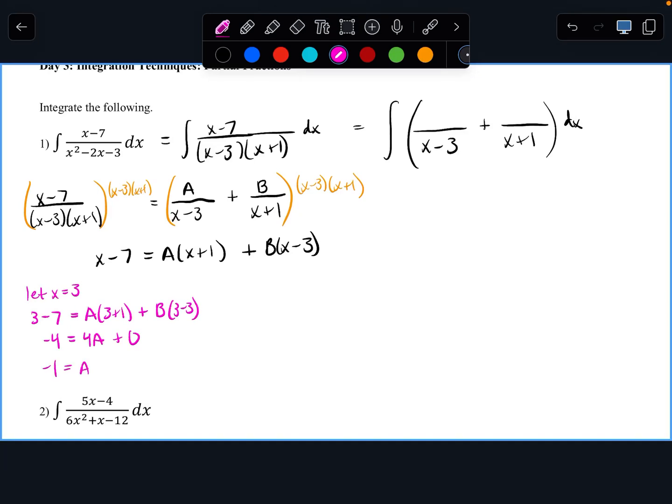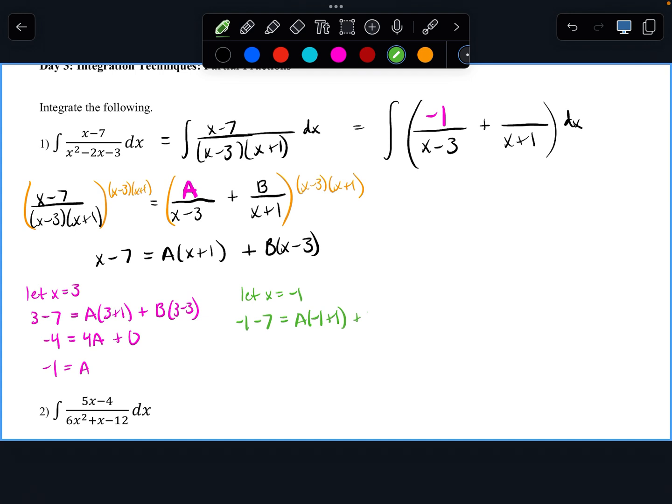Okay, so the negative 1 is what goes there, because that's the a. And then if you want to solve for b, just pick an x that would cancel the a out. So pick x being like negative 1 or something. So maybe I'll just let x equal negative 1. Then I get negative 1 minus 7 equals a times negative 1 plus 1, which will cancel the a out, which is the point.